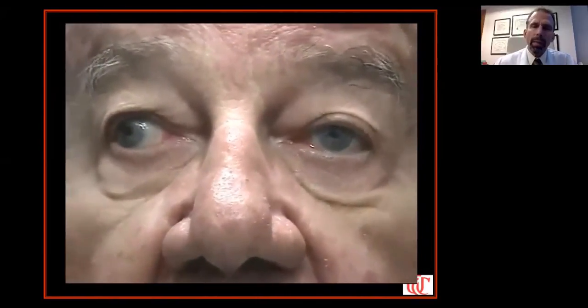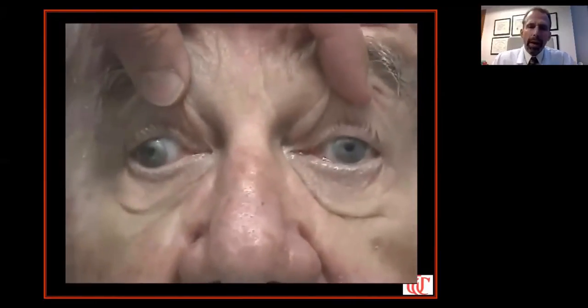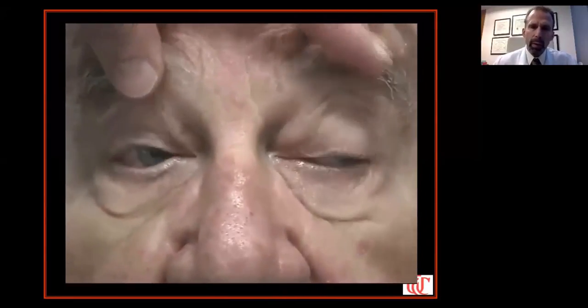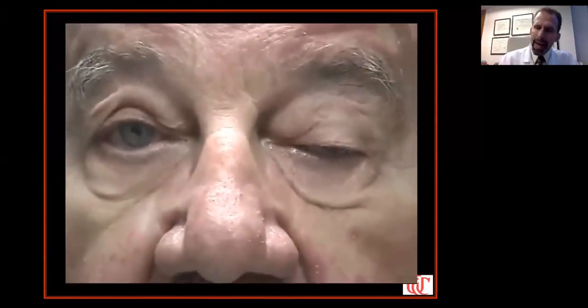Pretty much I'm going to image most other people. That's the debate: should you image everybody with any kind of third nerve palsy? I still reserve imaging for people who don't fit in this guy's category.